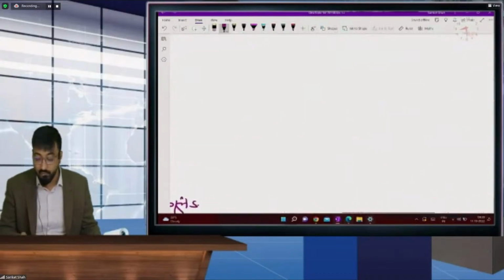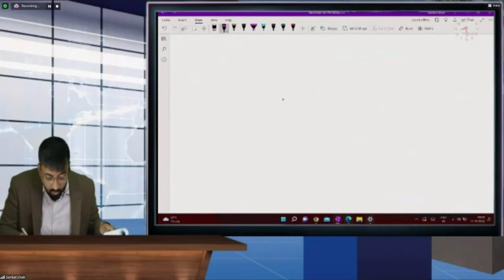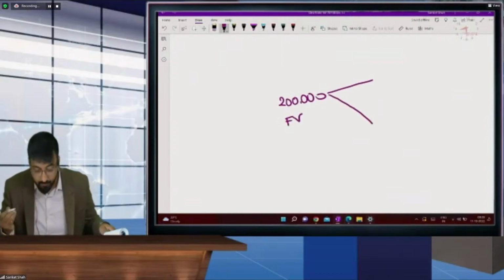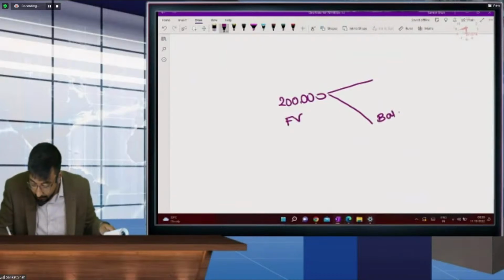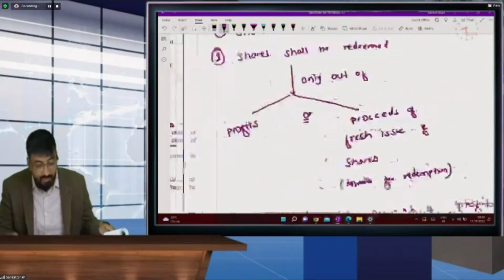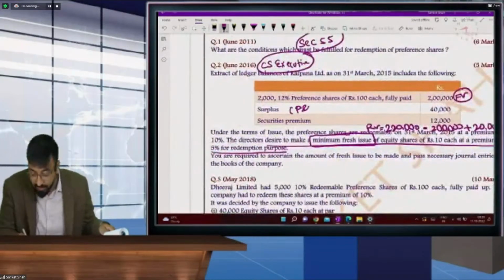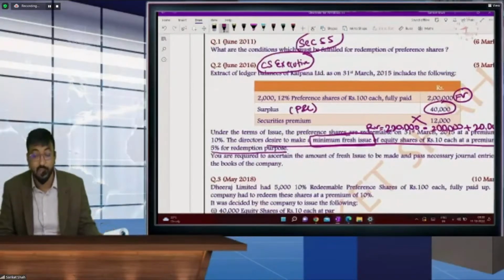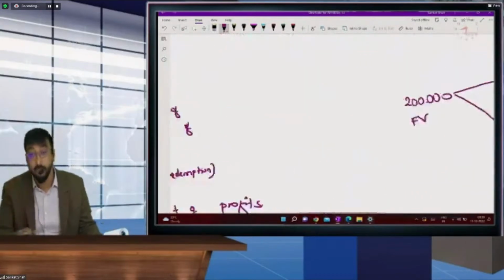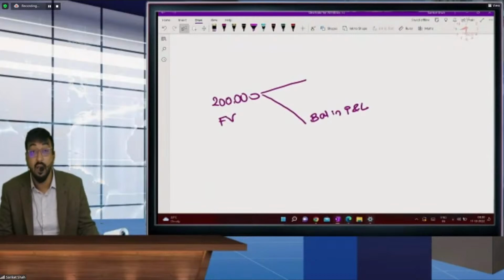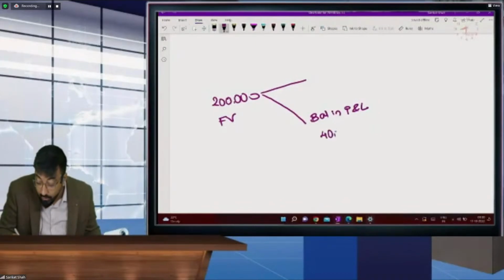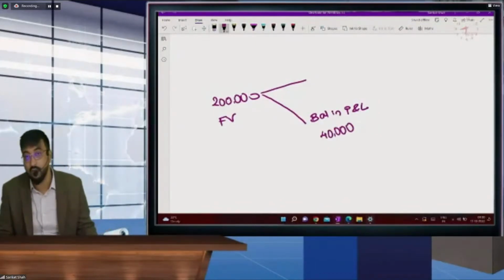See, I will draw a diagram for you. What is the preference share capital? Face value is 2 lakhs. And what is the balance in P&L? Balance in P&L is surplus. Now see, surplus means P&L is 40,000. You cannot use security premium. Previously you could use security premium, but now after the introduction of the Companies Act 2013, you cannot use it. So 40,000 is the balance in P&L.